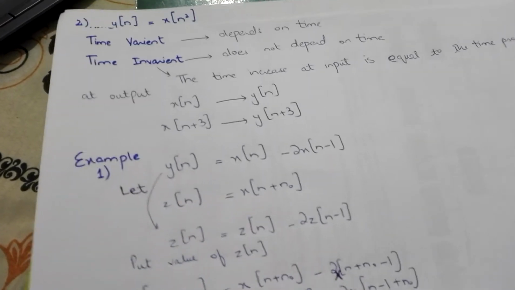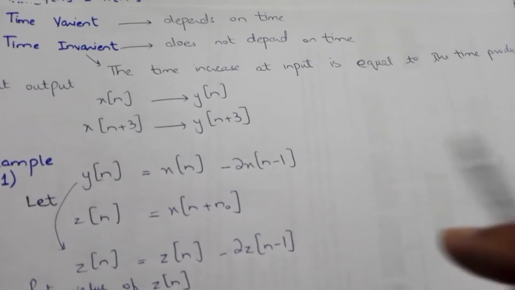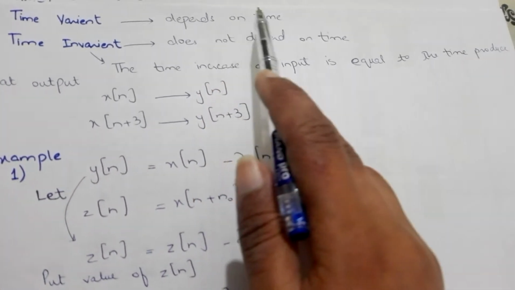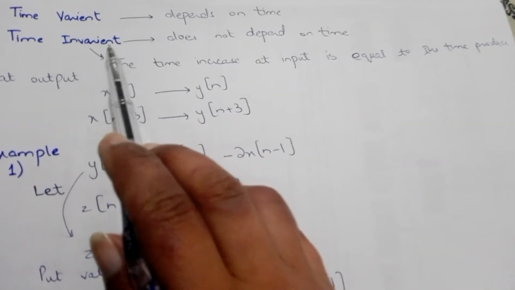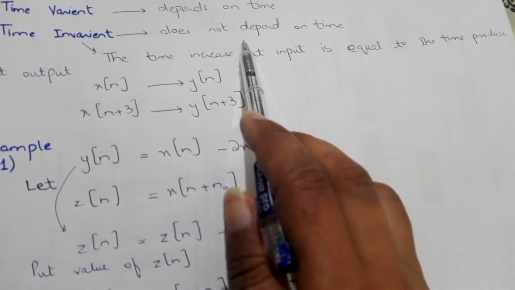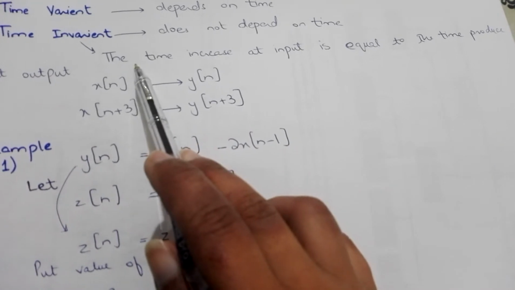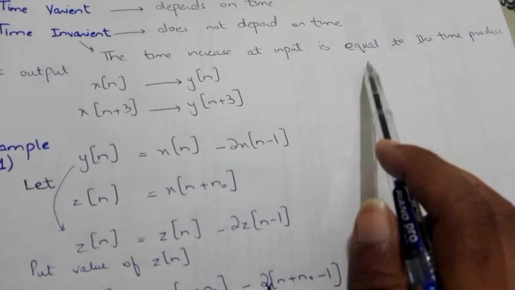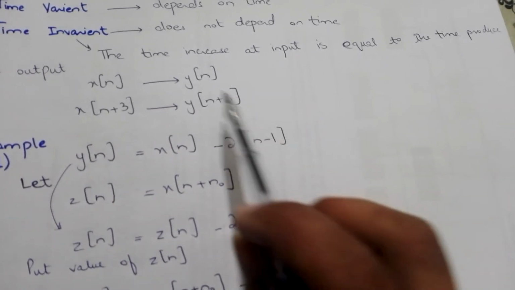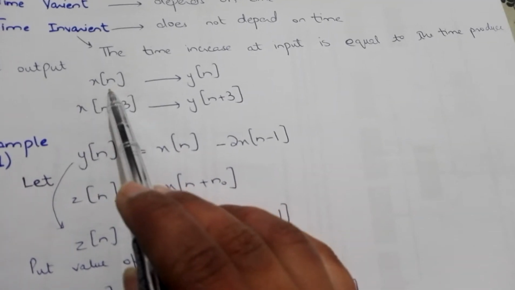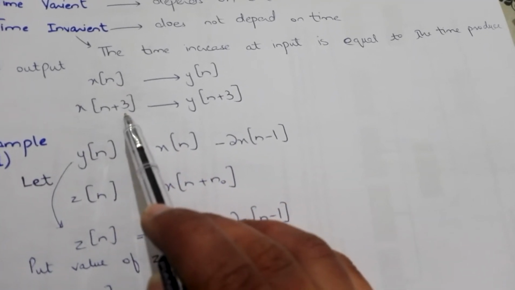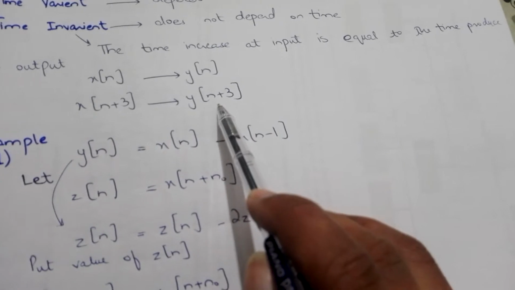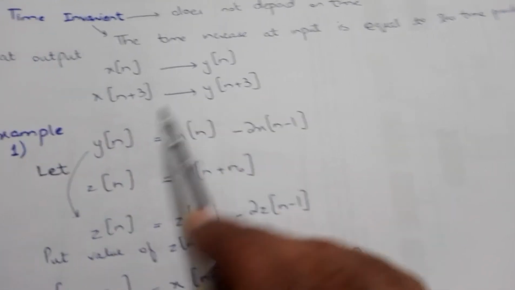Next we consider the property time variant. Time variant means a system which depends on time, and time invariant means a system that does not depend on time. The time shift at input is equal to the time shift at output. Means if I shift the time by 3, then the output is shifted by 3.